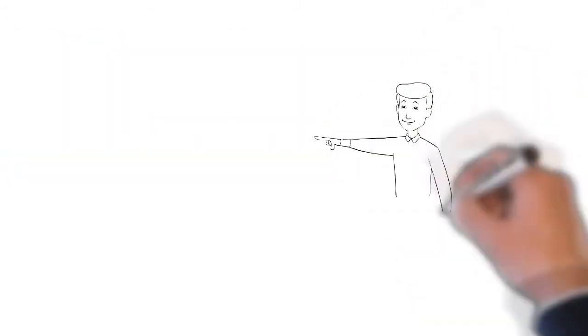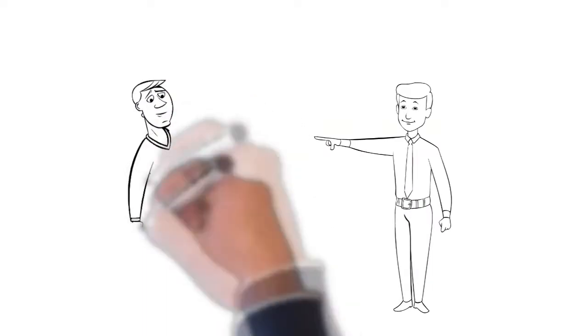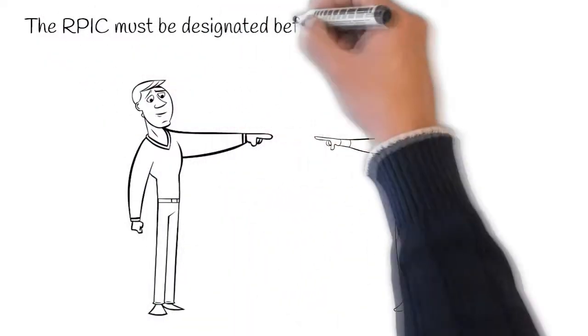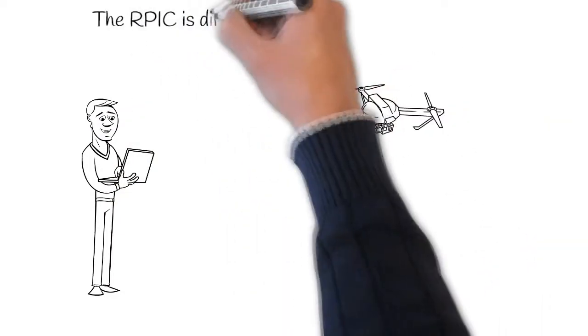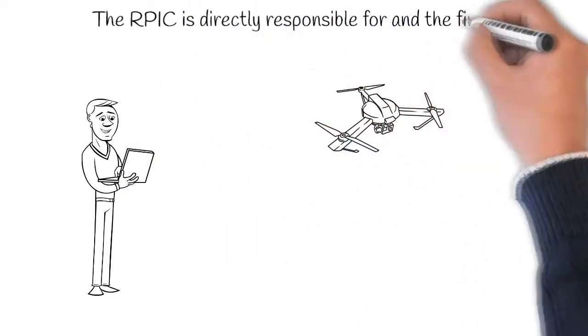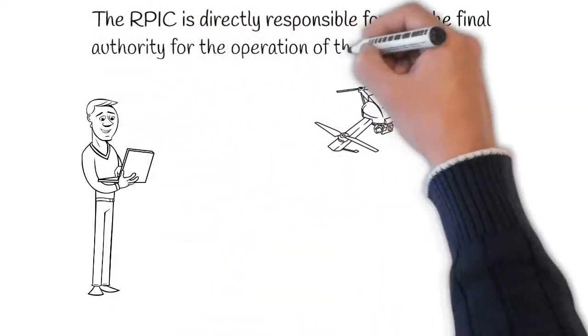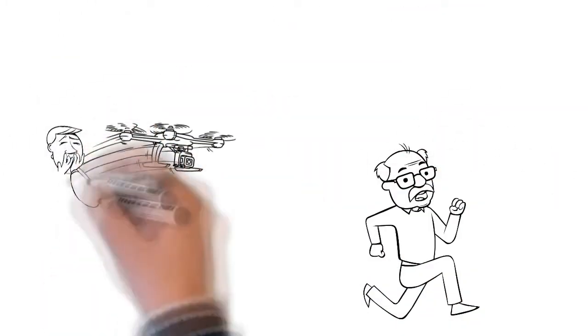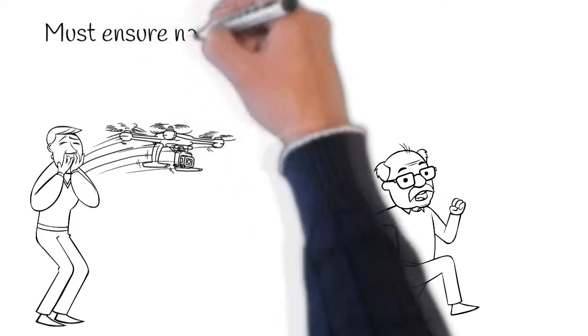Here are the requirements for the pilot in command. A remote pilot in command must be designated before, during, and while airborne. A remote pilot in command is directly responsible for, and is the final authority for, the operation of the small unmanned aircraft system.